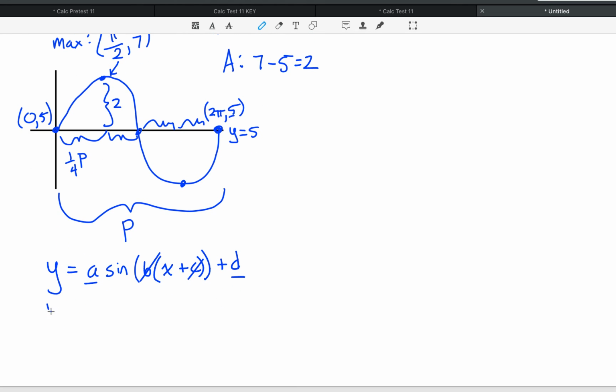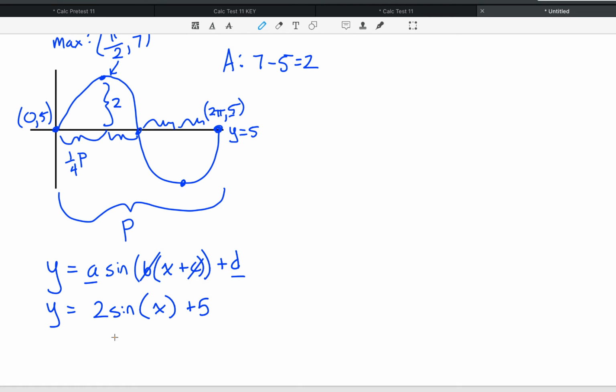So let me go ahead and write down my final answer. Y is equal to, it could be plus, it could be minus, we'll just leave it as 2 for now, 2 sine of x. There's no other numbers in here. I told you b and c aren't there. And then finally I have to add my midline. And we know the midline here is 5, so I can say just plus 5. The last question is, is this a negative 2 or a positive 2?